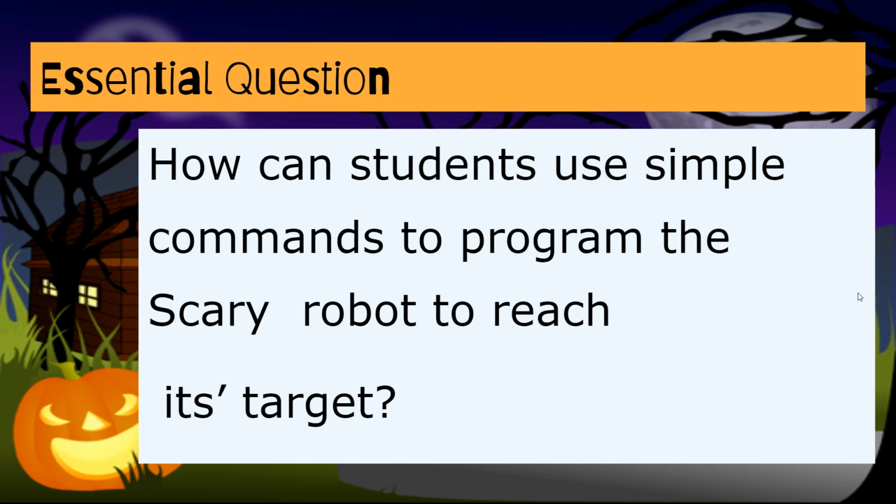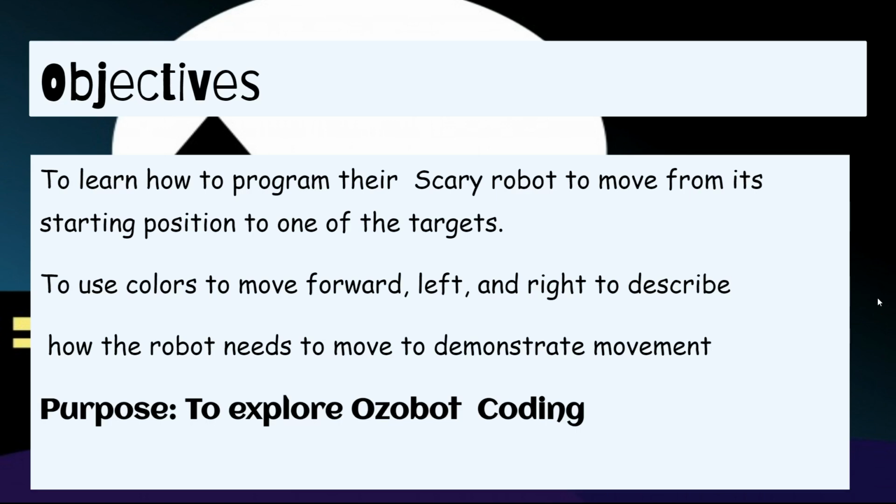Now, this lesson was used in October, right before Halloween, and this was a fun lesson for the students, and you'll see why. Our goal is to learn how to program their scary robot to move from its starting position to one of the targets, to use colors to move forward, left, and right, to describe how the robot needs to move to demonstrate movement. And our purpose is to explore Ozobot coding.